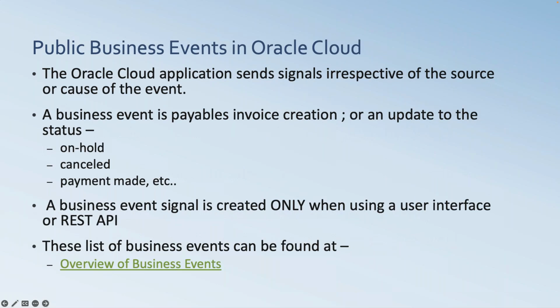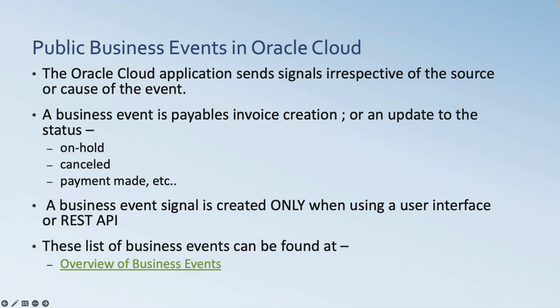And Oracle actually has public business events that get pushed, and there is a link here which actually tells you what the overview of business events is. I've given an example of a payables invoice, and you could actually use the published event of an invoice creation, which would give you all of the invoice information that you need when it gets created to be used in other systems if you need to, or an update or a status that some change has happened, on hold, it's been canceled, or a payment has been made, etc.